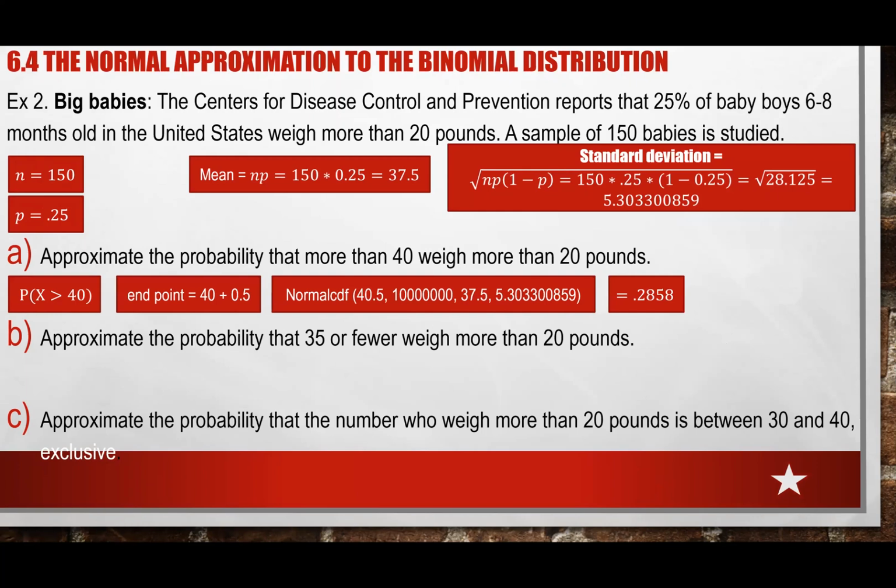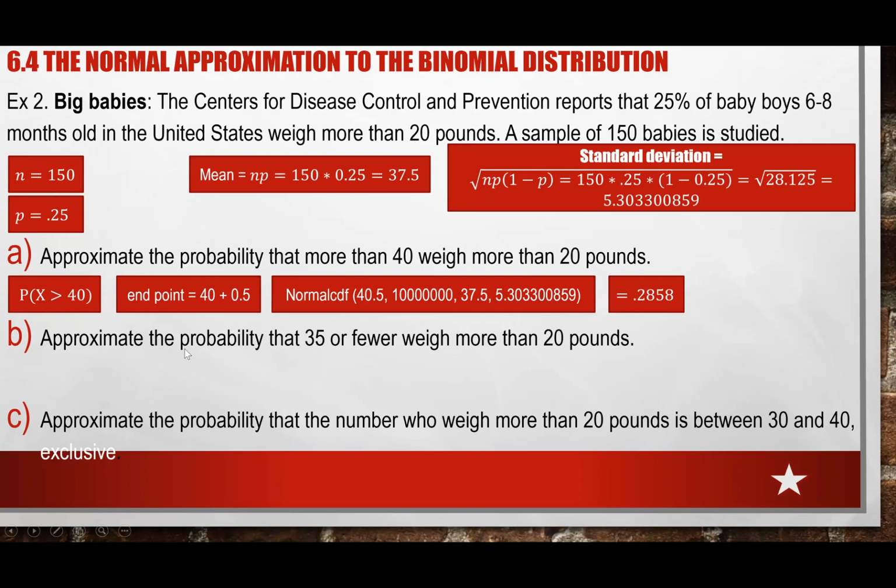So again, it's the same idea as the previous problem. The only thing different now is they give it to you as a word problem, and you have to ask yourself, what do I need to do? Okay. So question A, probability that more than 40, which is more than 40 is this item. And because I move it to the right, I add 0.5, which is my new endpoint, 40.5, and the rest.